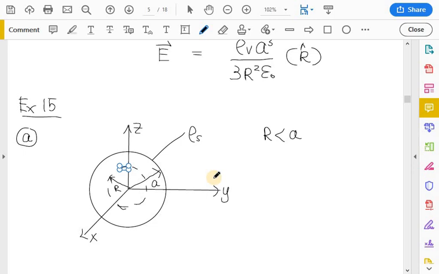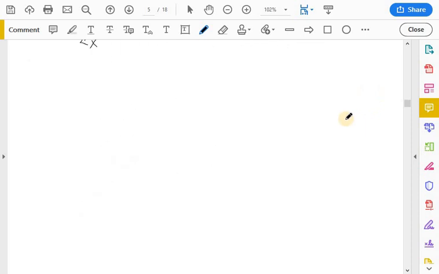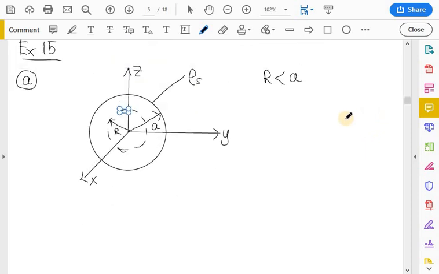I think all of you got some idea what happens when the R is greater than A, right? Now I want to explain the R less than A first, because the answer is very easy, 0. But why 0? 0 means you don't need to find, right? But you have to know why it's 0.